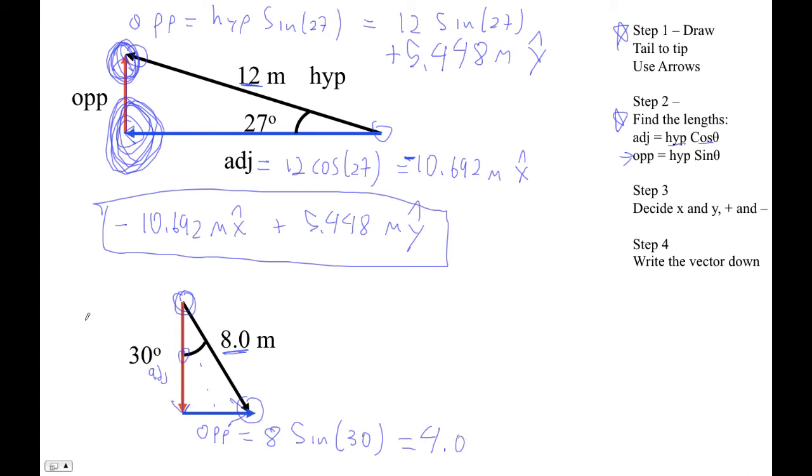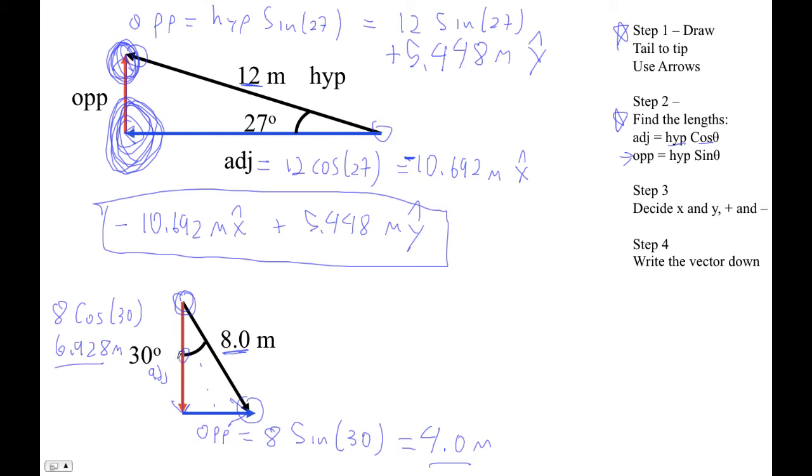And then the adjacent side here, adjacent is hyp cos, right? So it's going to be 8 cos 30. That doesn't come out even. 8 cos 30, that's 6.928. Okay, now I've got the lengths of the sides. It's always good at this point to do a little double check. Since that angle's smaller than 45 degrees, I would expect this side to be smaller than this side. It is, right? So one common mistake is you just mess up the opposite and adjacent side, right?